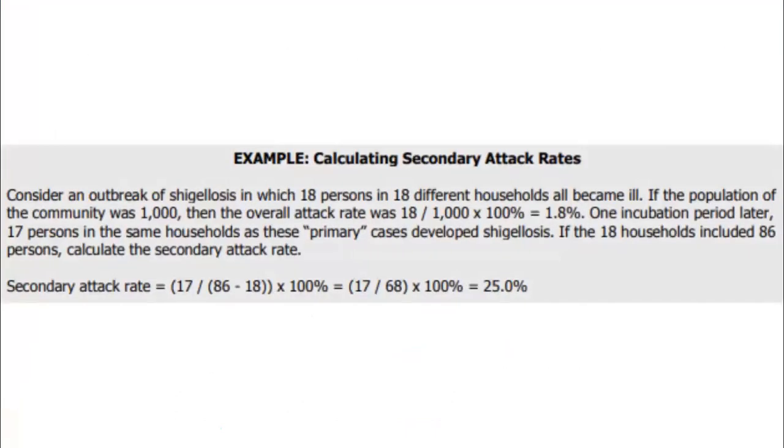So consider an outbreak of shigellosis in which 18 persons in 18 different households all became ill. If the population of the community was 1,000, then the overall attack rate was 18 per 1,000 times 100 equals 1.8%. One incubation period later, 17 persons in the same household as the primary cases developed shigellosis. If 18 households included 86 persons, calculate the secondary attack rate.